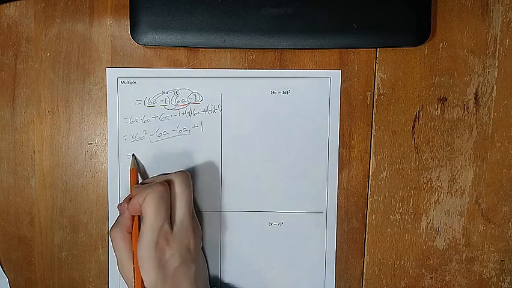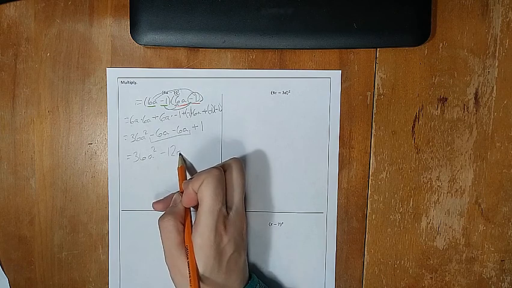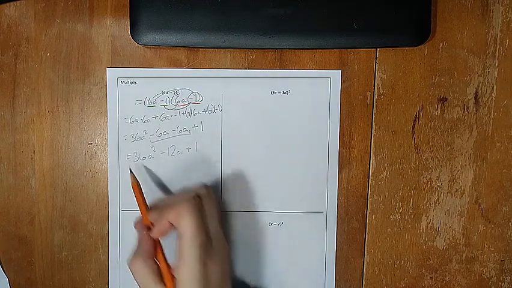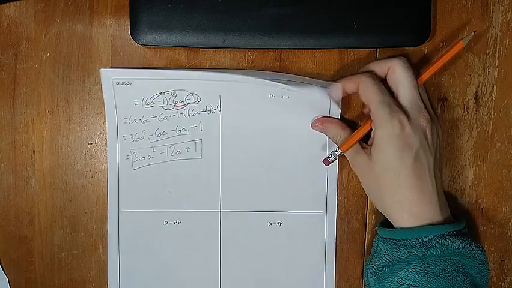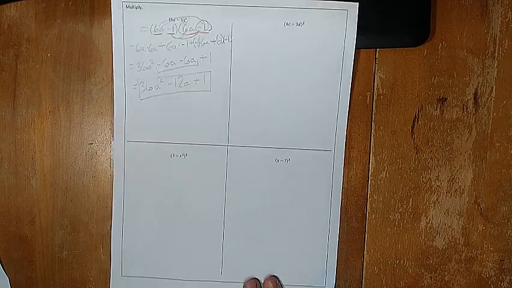Are there any like terms I can combine? Yes, I've got my a's in the middle here. So we have 36a squared minus 12a plus 1. And that is our final answer for that problem. I'm going to slide my paper up here a bit. So if you need to pause the video so you can still see that example, go for it.